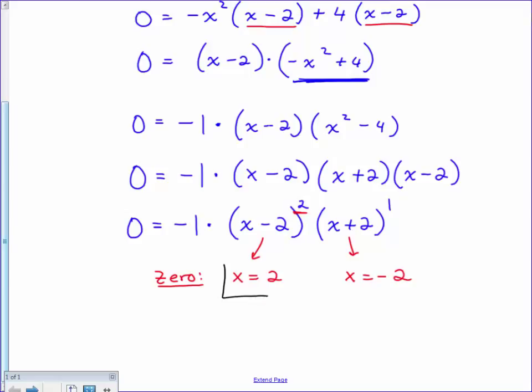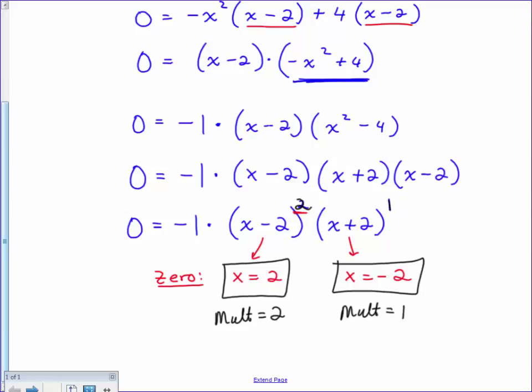Okay, now this problem asked me to state the multiplicity of each. So this one has a multiplicity of 2 because of the power up here. This one has a multiplicity of 1 because of the power there. If I were to graph this function, the multiplicity of 2 being an even number would mean that my graph would turn around at that particular zero. On the second piece, the multiplicity being odd, 1, means that my graph would actually pass through that number negative 2.